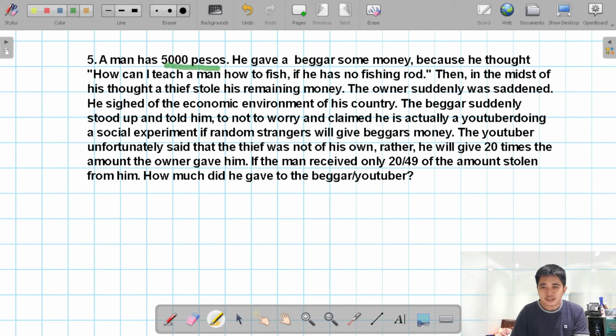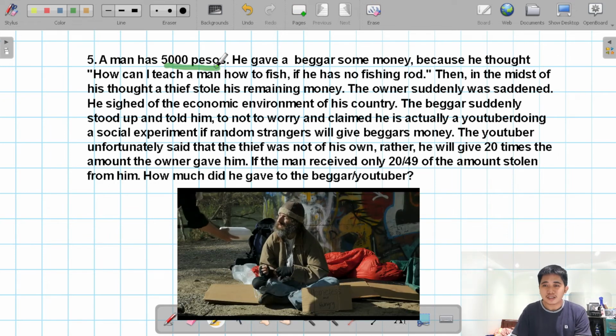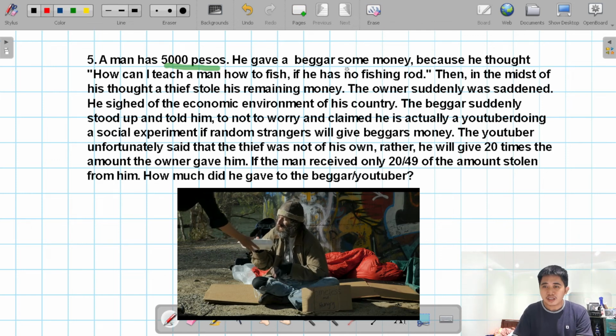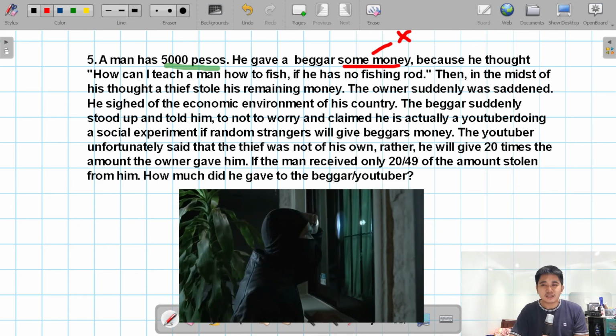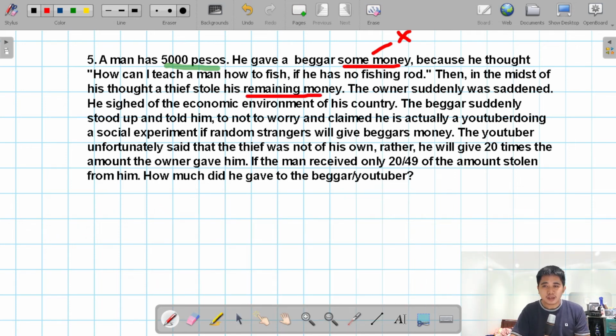A man has 5,000 pesos. Money again, right? So that's his total amount of money. He gave a beggar some money. We can have a variable for some money, x. Because he thought, how can I teach a man how to fish if he has no fishing rod? Then in the midst of his thought, a thief stole his remaining money. So that means remaining money, possibly another variable. Let's just call it y.